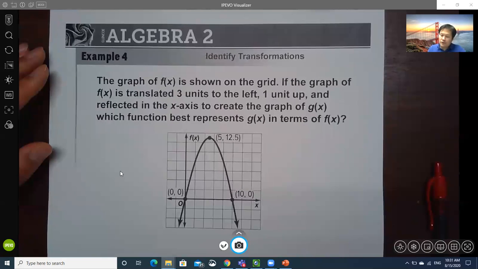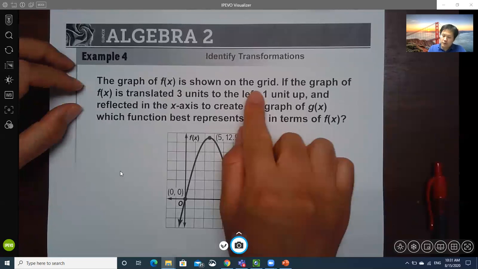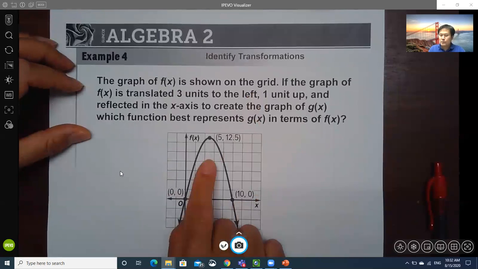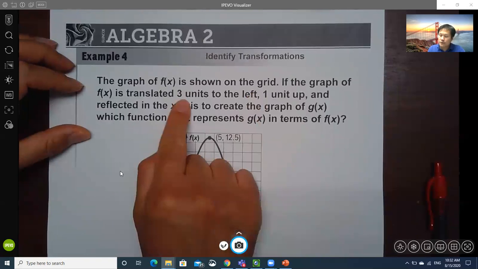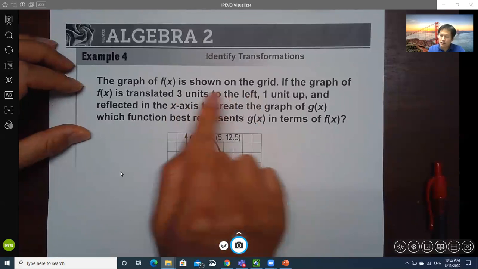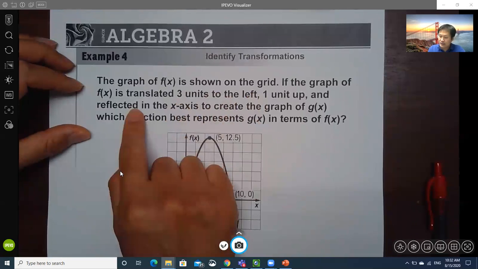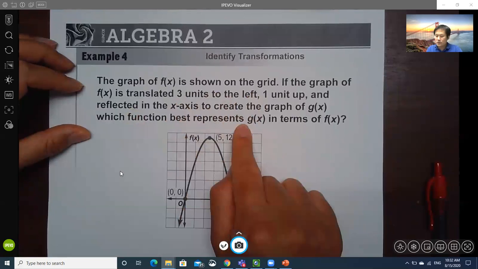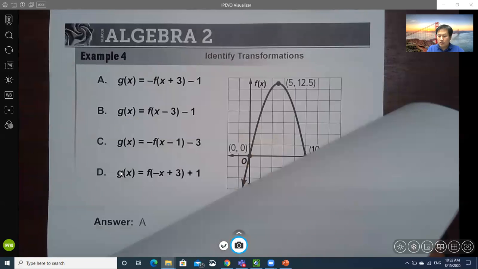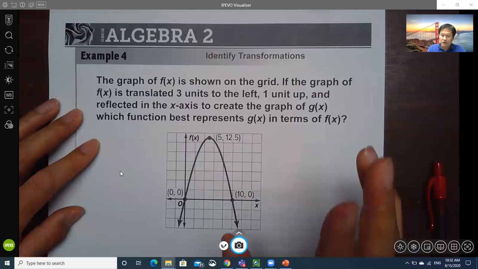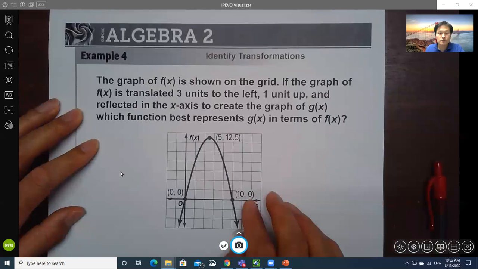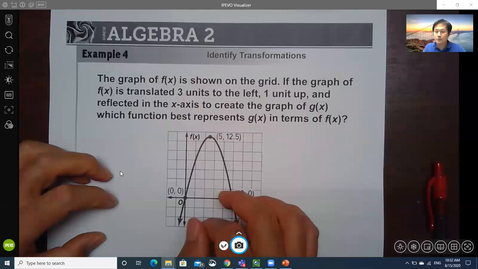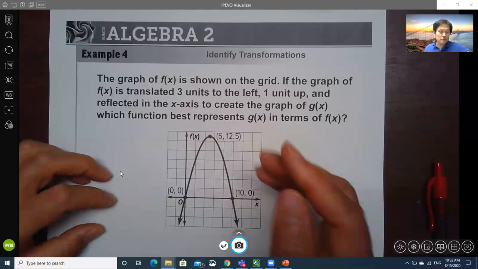The graph of f of x is shown on the grid. Okay, that is f of x. It is translated 3 to the left, 1 up, and reflected in the x-axis to create g of x. Which function best represents g of x in terms of f of x? Okay, so strangely enough, this graph doesn't do much. They gave you a graph, but it doesn't help you solve the question. All I'm trying to say is you don't need that graph.